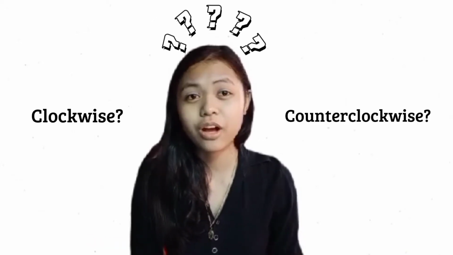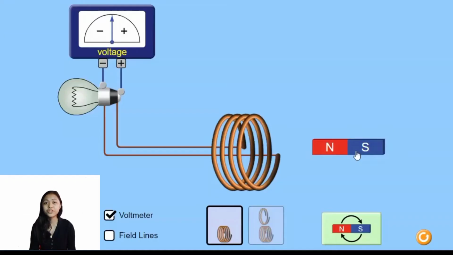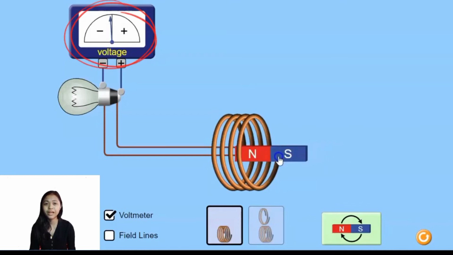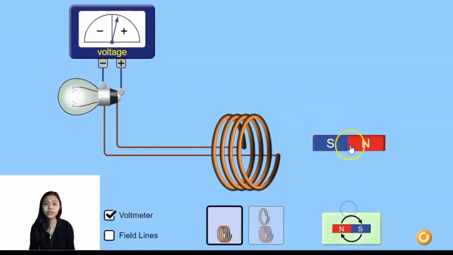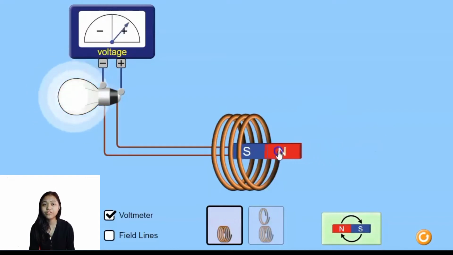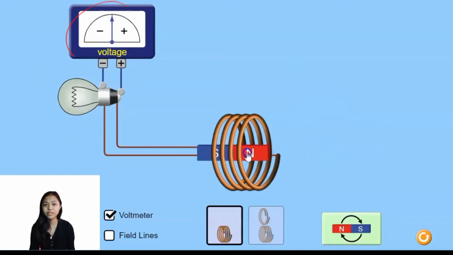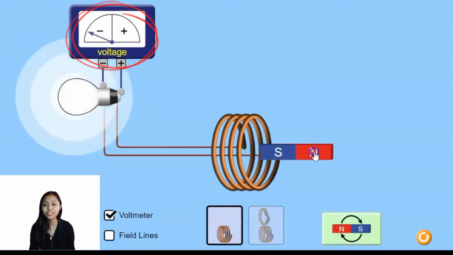Clockwise or counterclockwise? The answer to the problem is that as the north pole goes in first on the right side of the coil, there's a movement of the needle in the voltmeter counterclockwise, which means there is a negative fluctuation of voltage. Meanwhile, as the south pole goes in first on the right side of the coil, there is a clockwise movement of the needle in the voltmeter, which means there's a positive fluctuation of voltage.